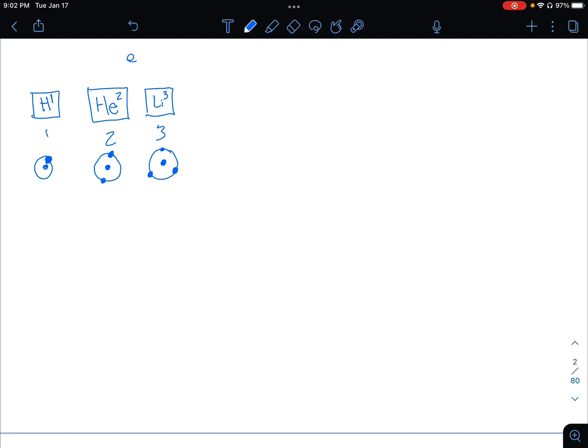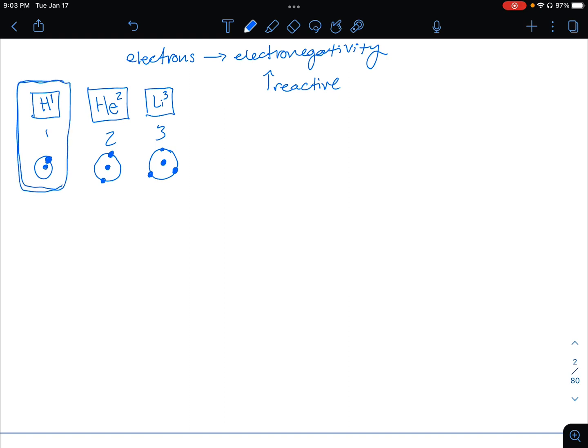So our electrons give the atoms something called electronegativity. And if they have a higher amount of electronegativity, the more reactive they are going to be. So if we have more electrons, or a different number of electrons, they are going to want to react with each other. So back to helium. Helium is our first atom in the world.